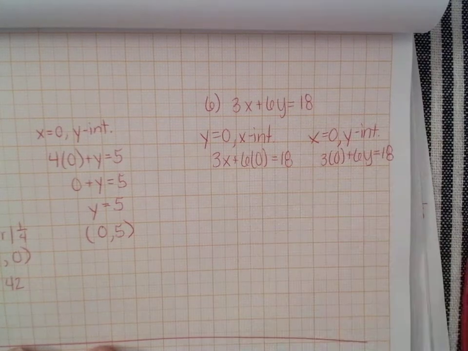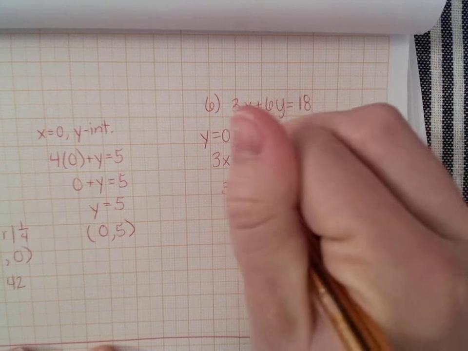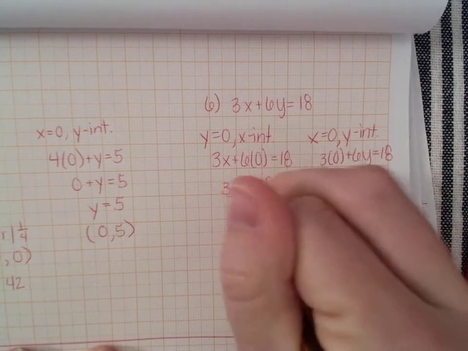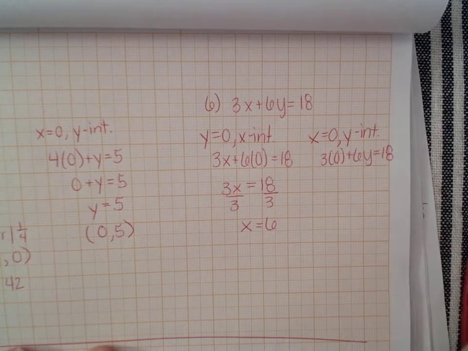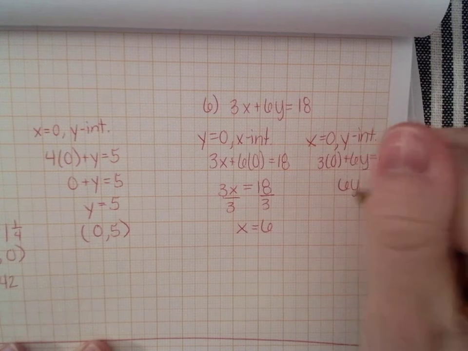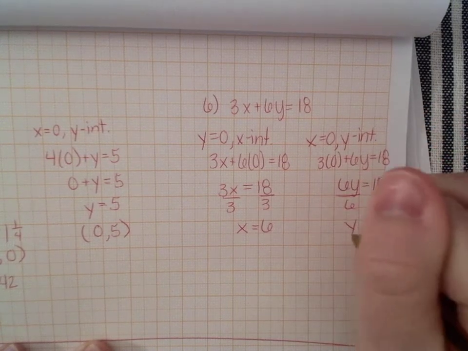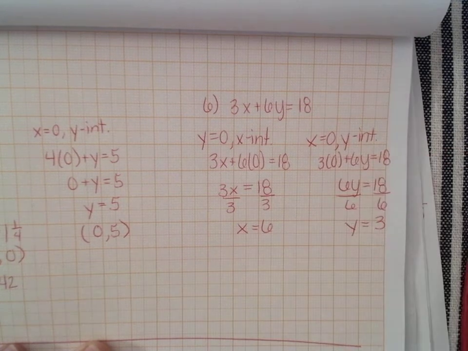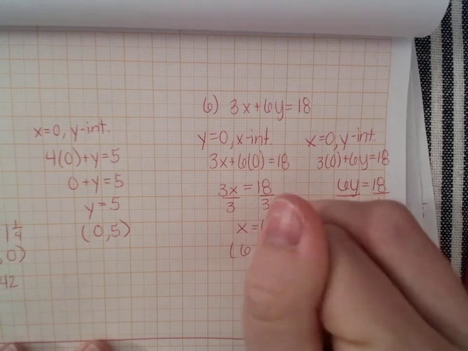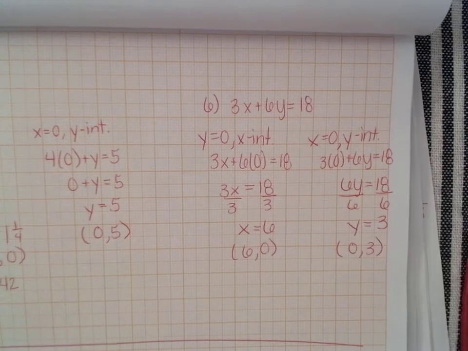Okay, so I'm going to solve the first equation for x. So I have 3x. 6 times 0 is 0, so 3x equals 18. Divide by 3. x is then equal to 6. For the other one, I have 3 times 0 is 0, so 6y equals 18. Divide both sides by 6, and y is equal to 3. So that means my x-intercept is the point (6, 0), and my y-intercept is the point (0, 3).